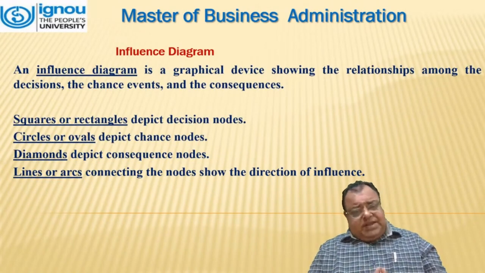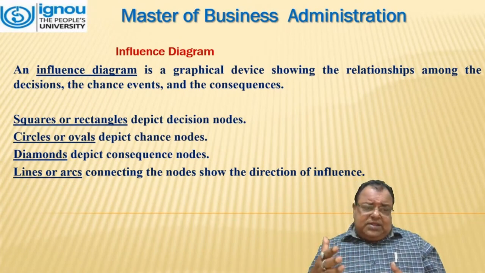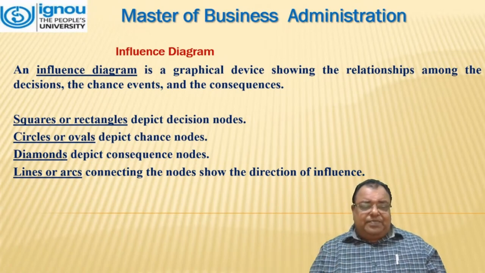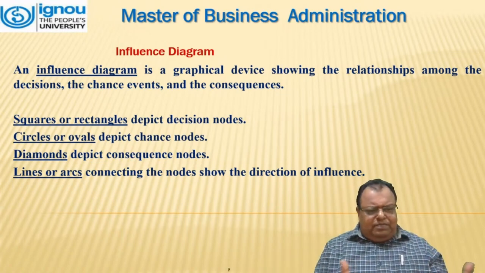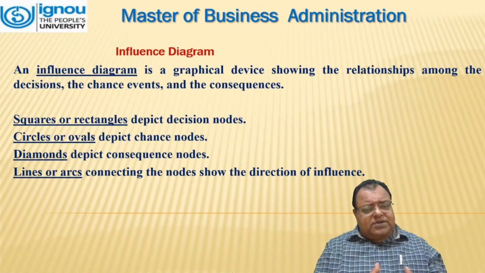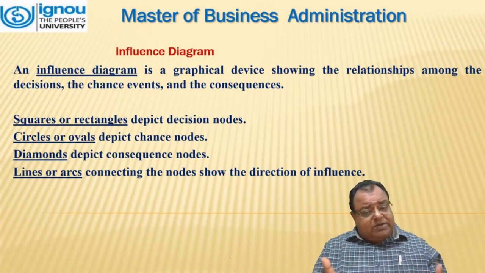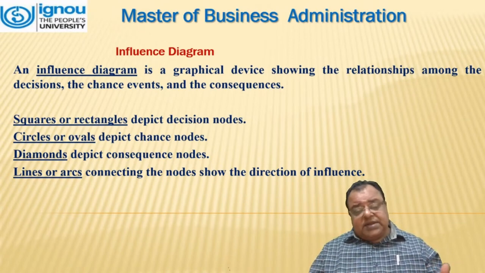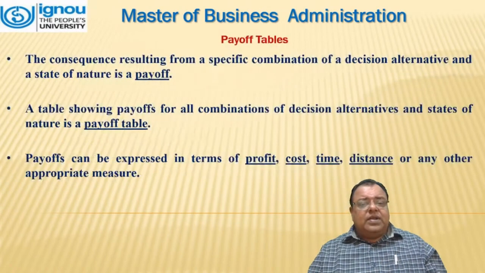Influence diagram. This is a graphical device showing the relationship amongst the decision, the chance event, and the consequences. We use different nodes: squares or rectangles which depict decision nodes, circles or ovals which depict chance nodes, diamonds which depict consequence nodes, and lines or arcs connecting the nodes show the direction of the influence.